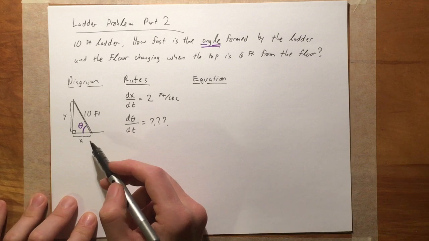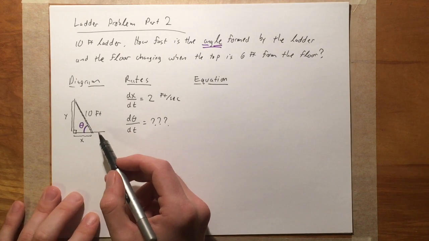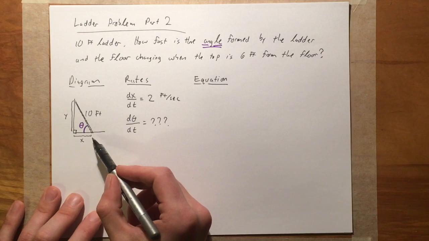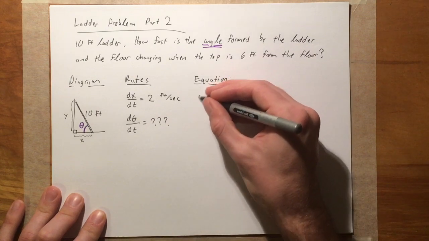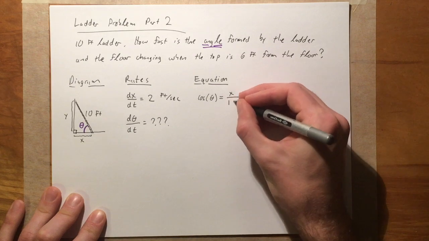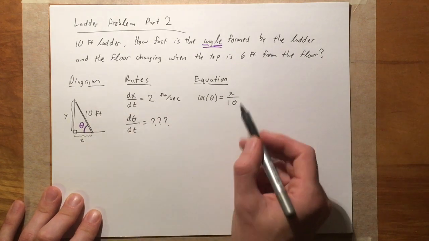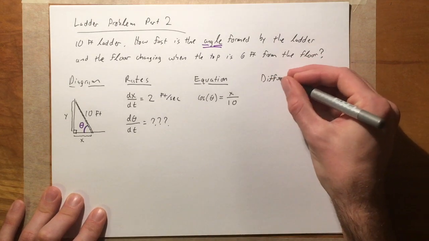So what I'm going to do is think about my trig functions, all the different trigonometric ratios. What we want is some ratio that involves the hypotenuse and the adjacent side. So if you're thinking back to SOHCAHTOA, what we want is the cosine, right? We're going to do cosine of the angle theta equals x over 10. Cosine of the angle is the adjacent side divided by the hypotenuse, x over 10. So that's our equation. Now we're going to differentiate it.